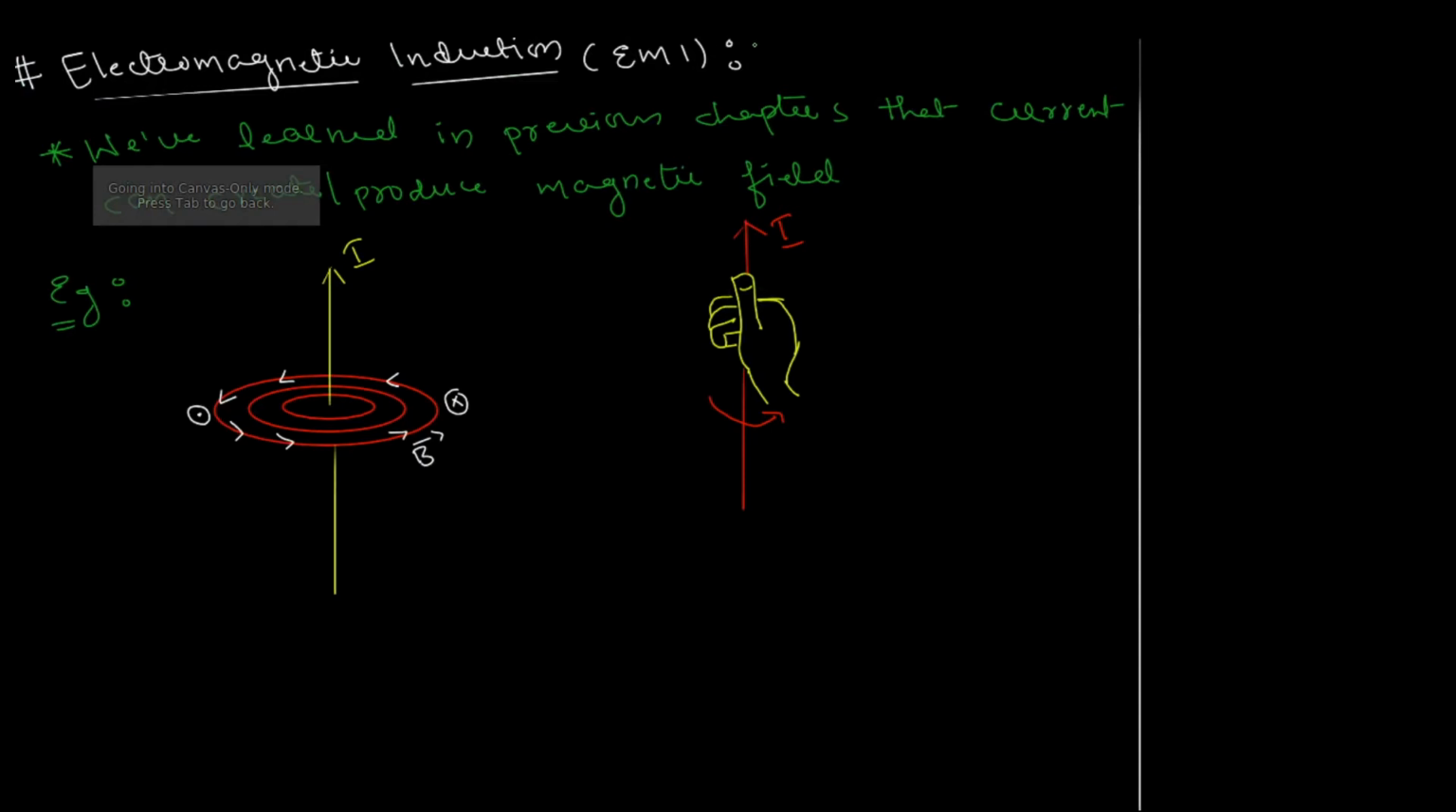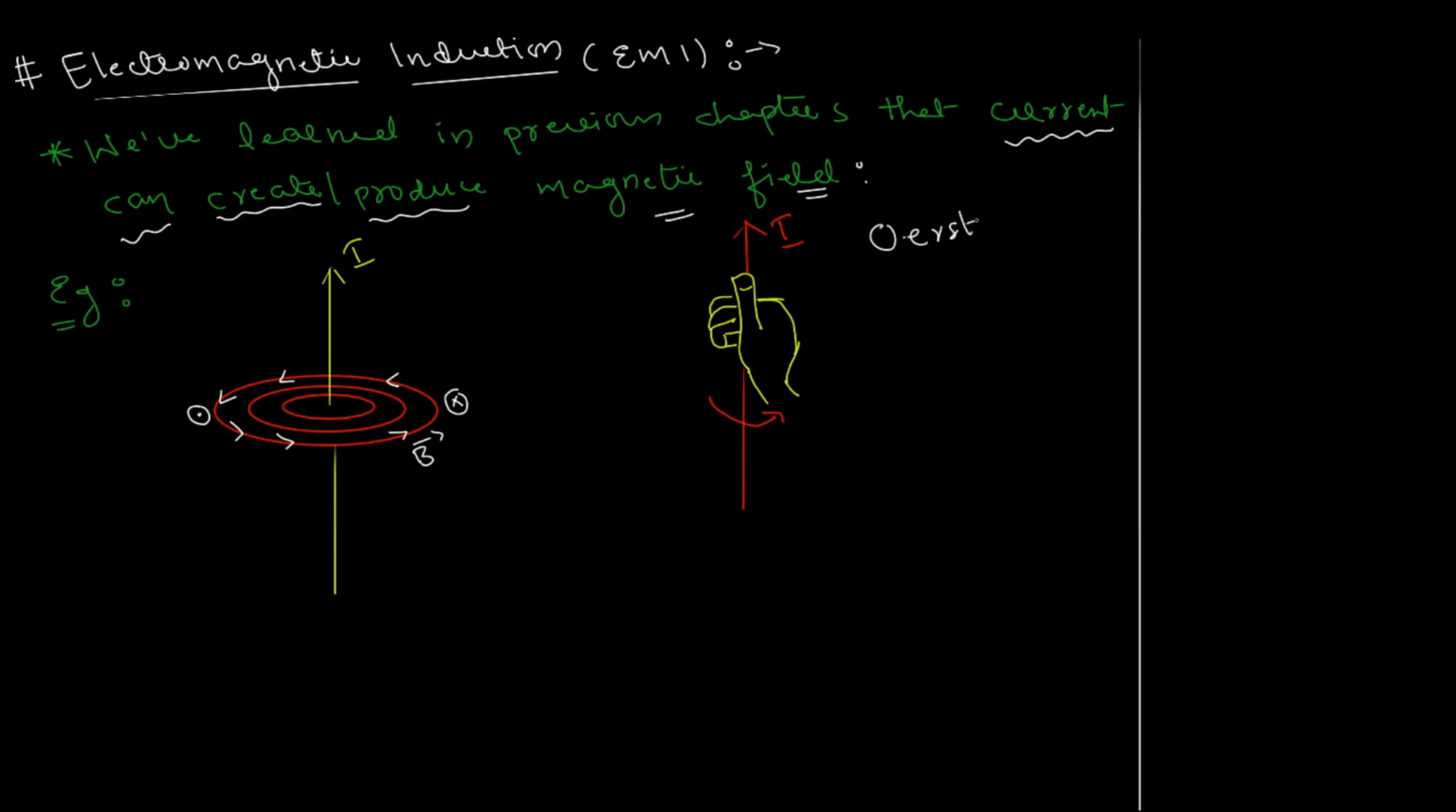So the next chapter is electromagnetic induction, EMI. The basis of this chapter or this concept is something like this. In previous chapters we've already learned that a current can give rise to, or create, or produce a magnetic field. A current can produce a magnetic field. Actually, we saw that in Ørsted's experiment.